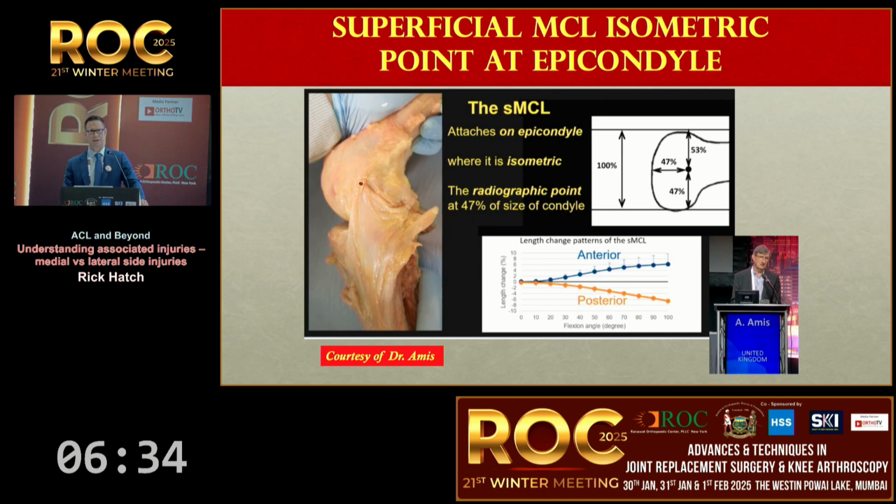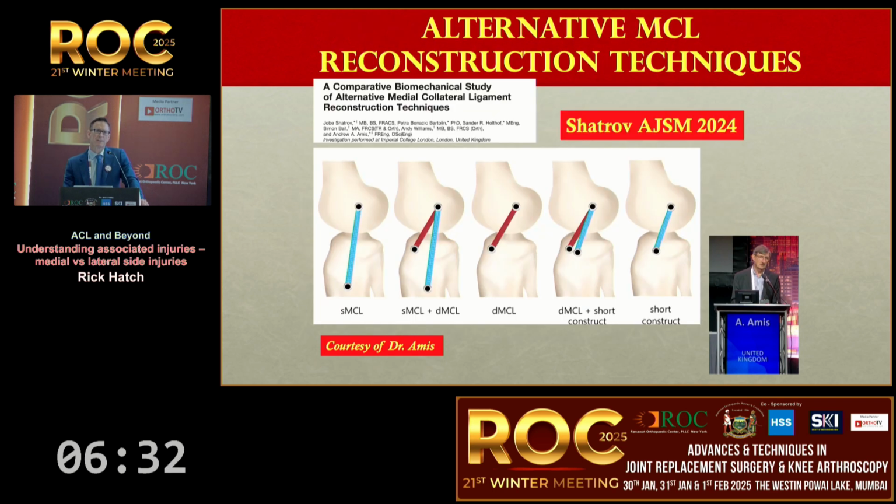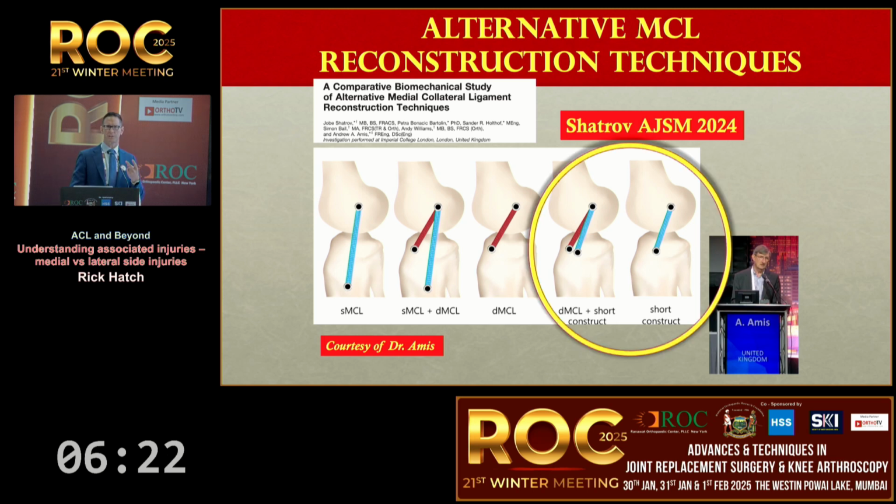that which has been described by Dr. LaPrade. If you look at Dr. Amos's work on the different rotation contributions of the MCL and the deep MCL, it's really this short graft, either double-stranded or single, that is effective at stopping valgus and an external rotation moment. The longer grafts weren't stopping external rotation. The classic reconstruction was not.